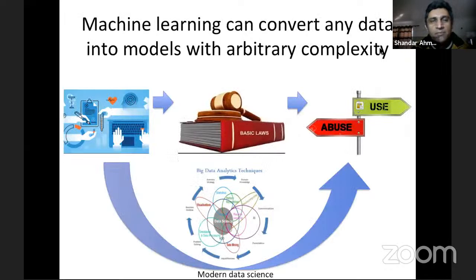So what is different today? The big difference between the classical way of approaching data and making discovery from data and the modern day approach to making these discoveries is that machine learning can convert our data into models with arbitrary complexity without actually knowing what these laws are.